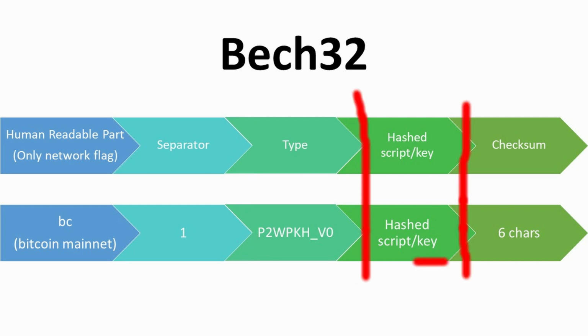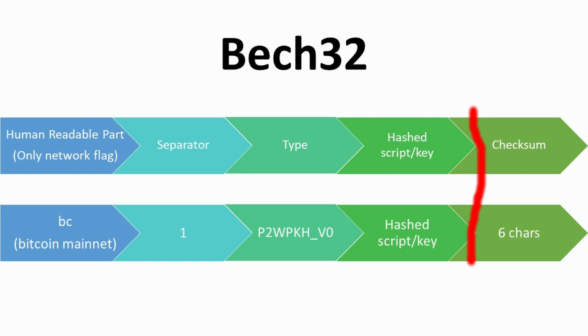The next part is the unique information, either the script hash or the key hash. This time, we are using the native SegWit pay to witness public key hash version 0 script. So the missing piece of information is the key hash itself, because we are paying to key hash. So we're going to use the key hash and not the script hash.